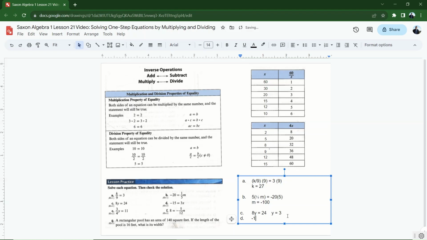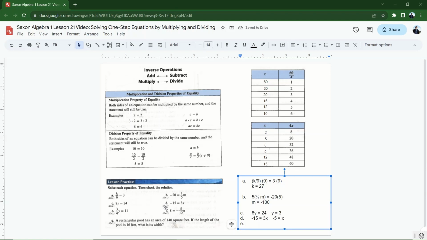Letter D, negative 15 equals 3x. I'm going to be dividing both sides of this by 3. If I divide negative 15 by 3, I get negative 5. If I divide 3x by 3, I get x. Let's go back and check. If I plug in negative 5 for x, do I get negative 15? Check.